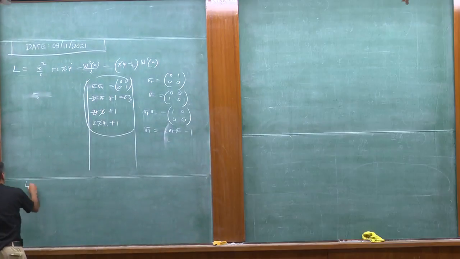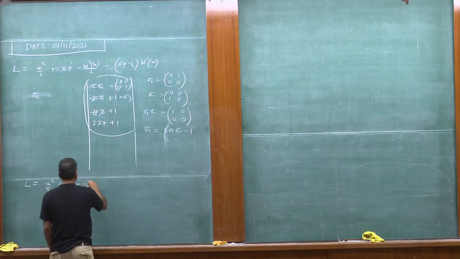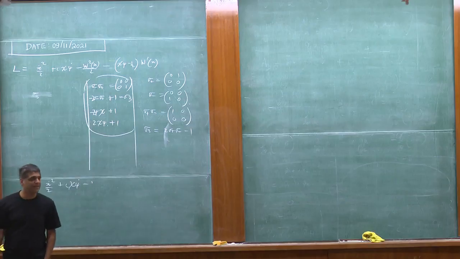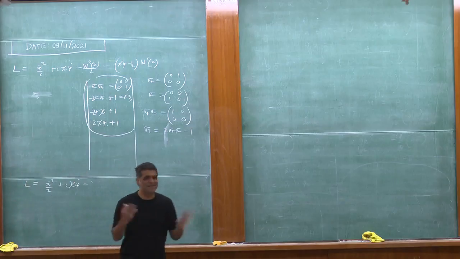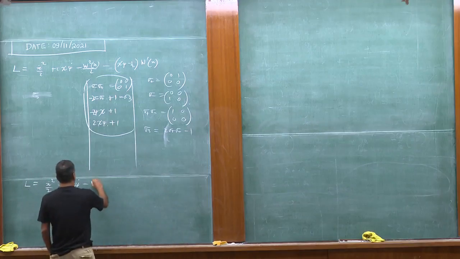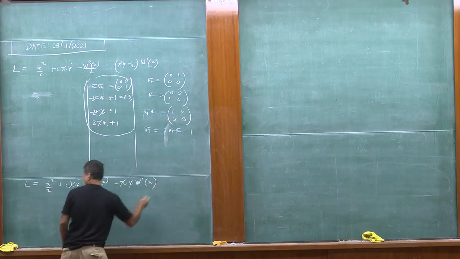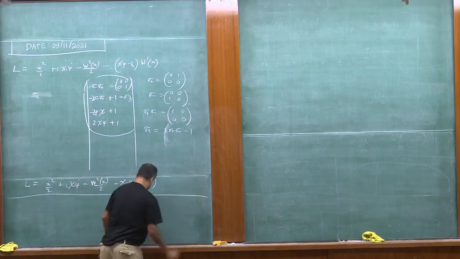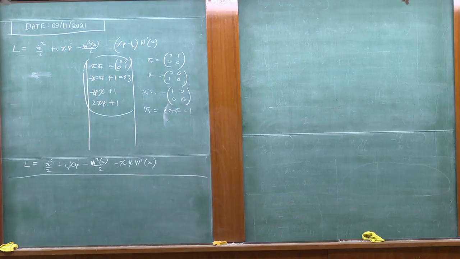Okay, so with this decision, we've got L is equal to x dot squared by 2 plus i chi psi dot. It's this kind of thing that makes mathematicians very uncomfortable about path integrals. What does that measure mean? Okay, we're more pragmatic than them. Minus W squared of x by 2 minus chi psi W prime of x. Okay, this is our Lagrangian, and we're going to work with it.